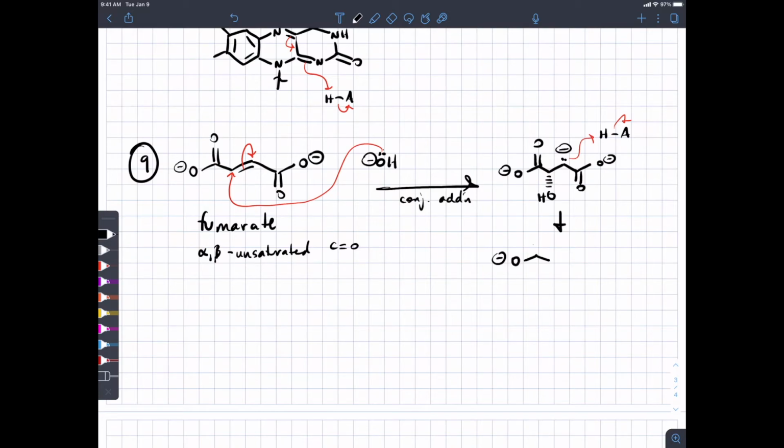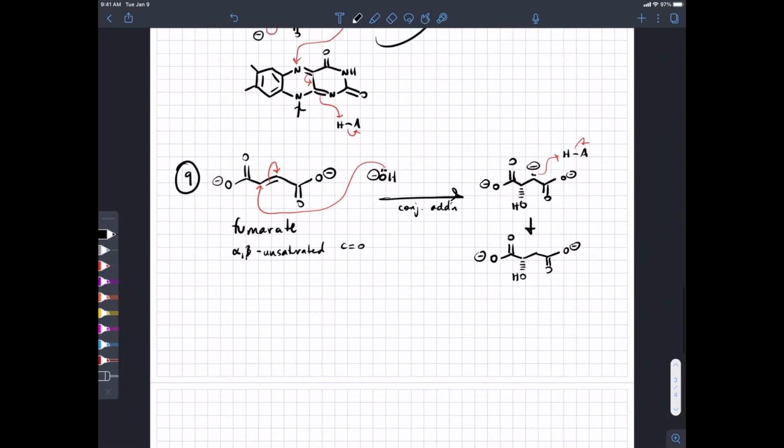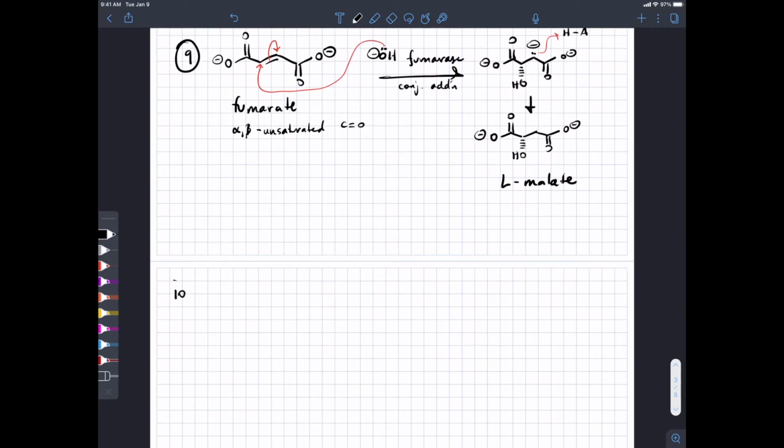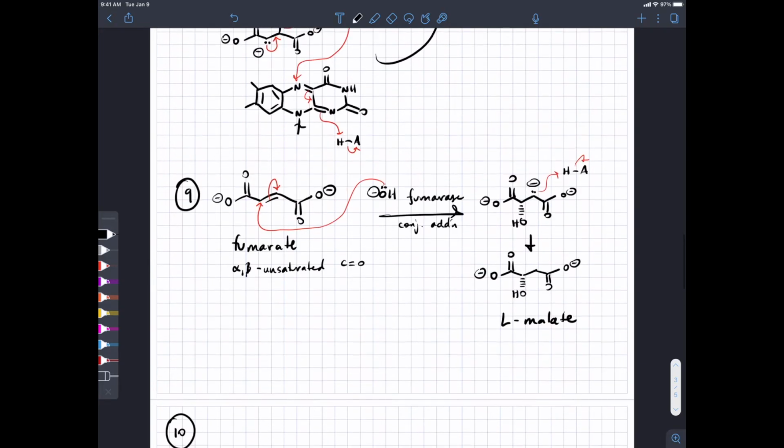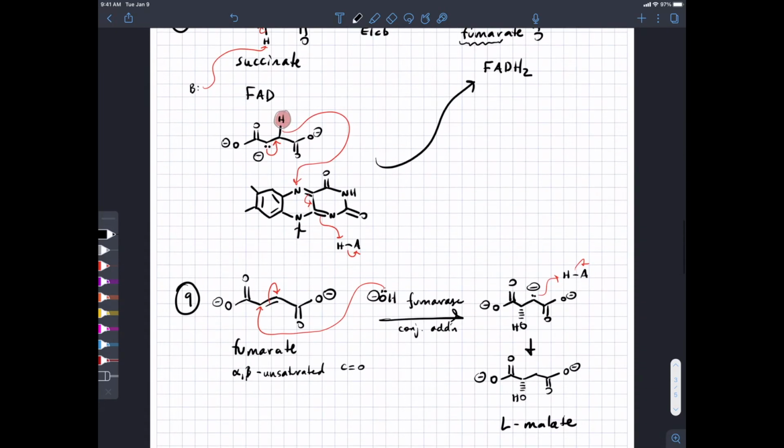Now we've got an OH group on the carbon adjacent to the carboxylic acid. That's good because we ultimately want to regenerate oxaloacetate. And now we can do that just by a simple oxidation reaction. The enzyme that catalyzes the addition of water is called fumarase. And then finally, our last step.